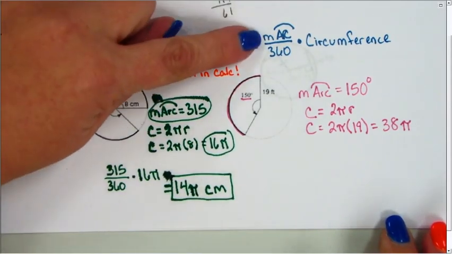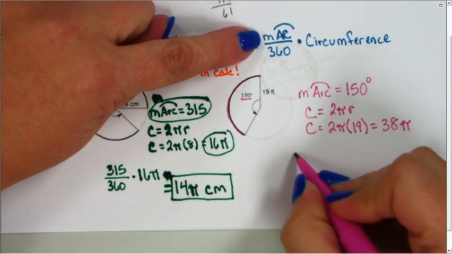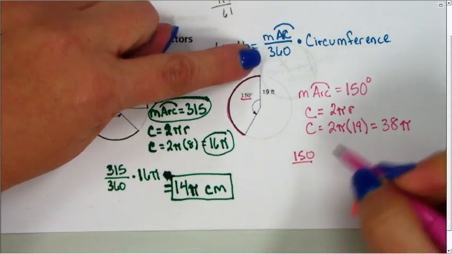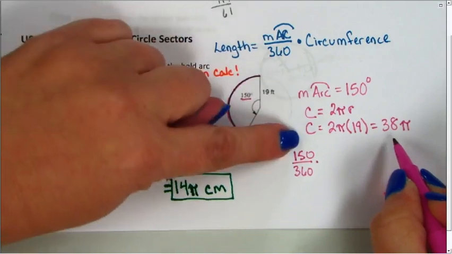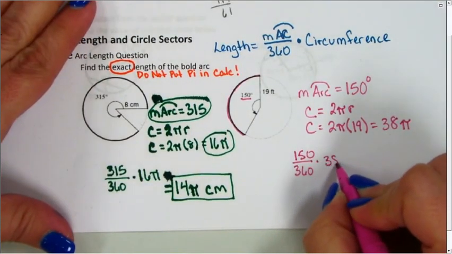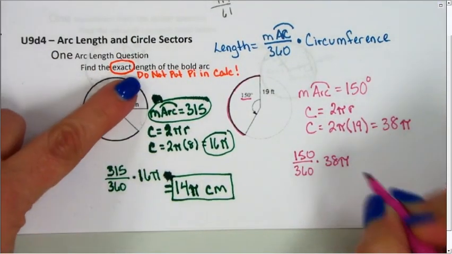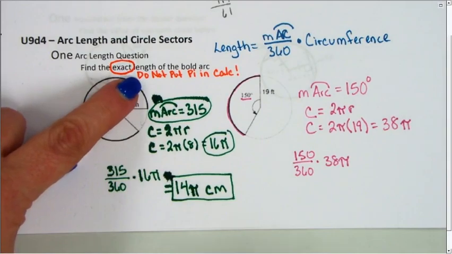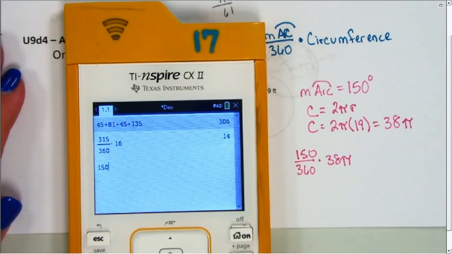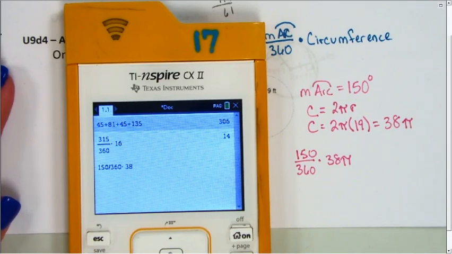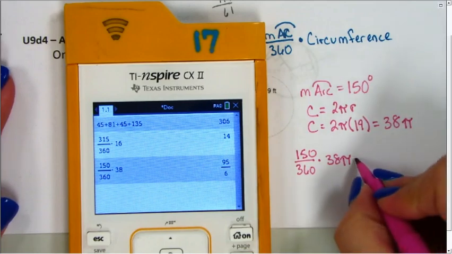Now I can put it in my formula. The measure of the arc over 360 times the circumference. Again, I am not going to put the pi in the calculator. I'm only going to do the 150 over 360 times the 38. I'm not putting pi in the calculator. That's going to give me 95 over 6.